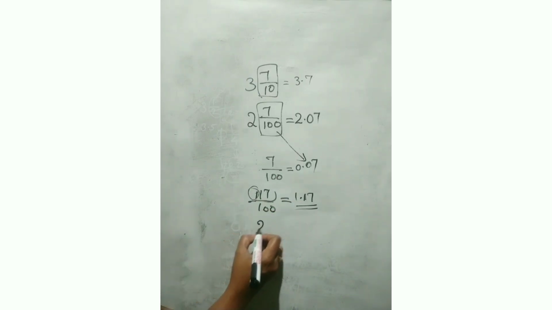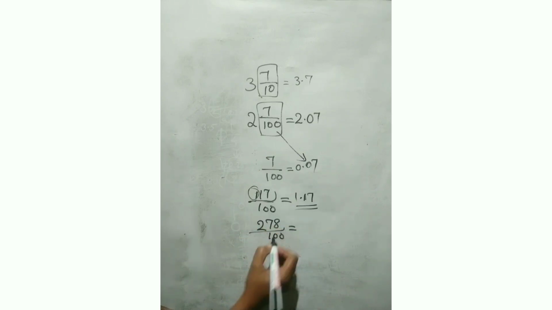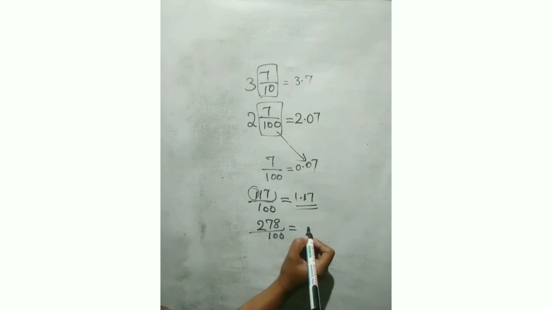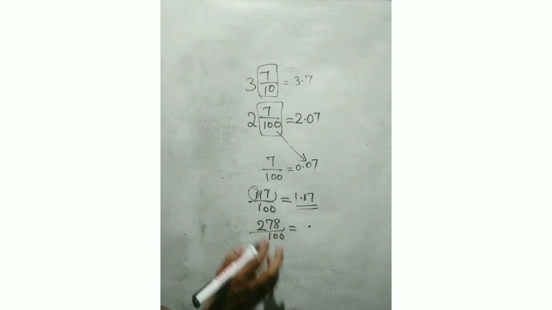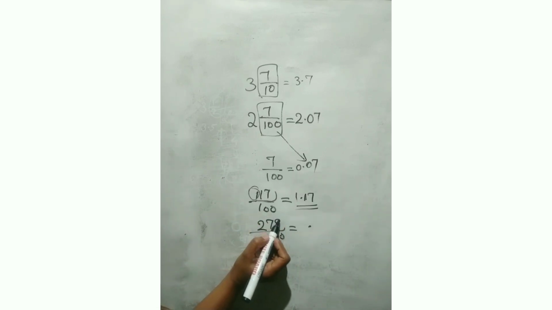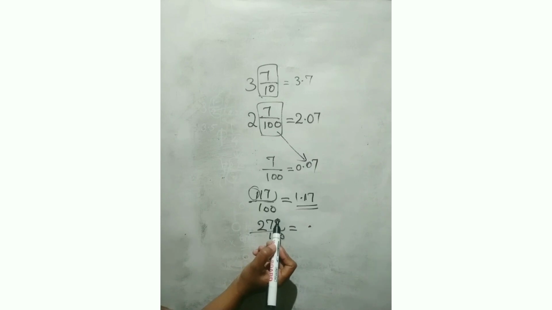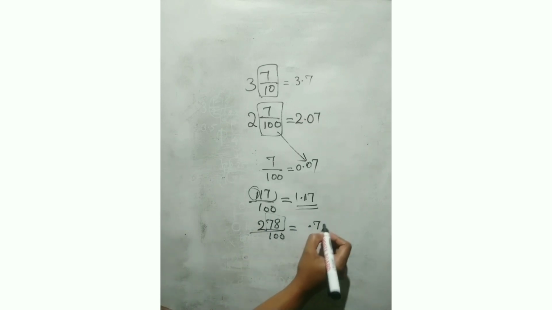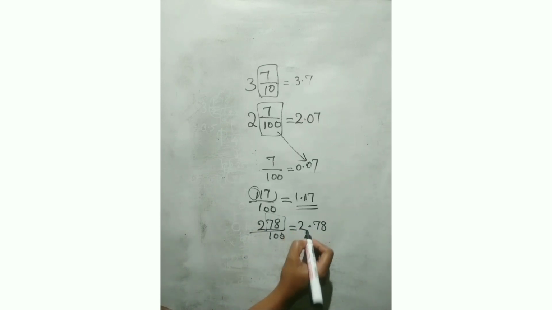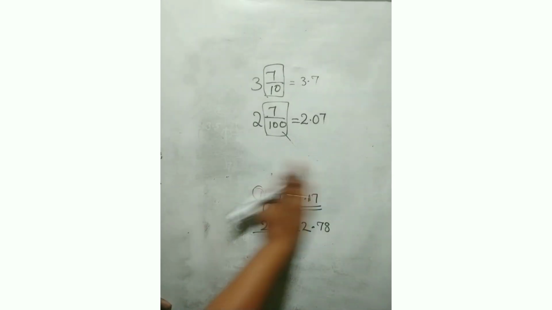Again 278 on 100. How can we write? Here 2 zeros are there. So after the decimal, we have to keep there 2 digits itself. We can count from this side onwards, that is 8, once onwards, we have to count back. So 1, 2. So these two numbers will be after the decimal point. Then remaining numbers will be before the decimal.